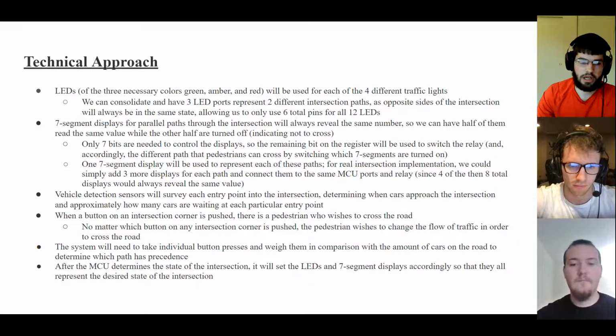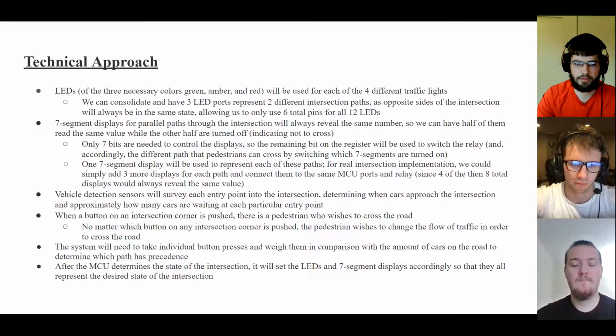Vehicle detection sensors will be surveying each entry point in the intersection to determine when cars are approaching the intersection and approximately how many are waiting at each particular entry point. When a button on the intersection corner is pressed by a pedestrian who wishes to cross the road, no matter which button is pushed, the pedestrian will wish to cross and change the flow of traffic. The system will need to take each individual button press and weigh them in comparison with the amount of cars on the road to determine which path will have precedence. And after the microcontroller determines this, it will change the LEDs and the 7-segment displays accordingly so that they all represent the desired state.